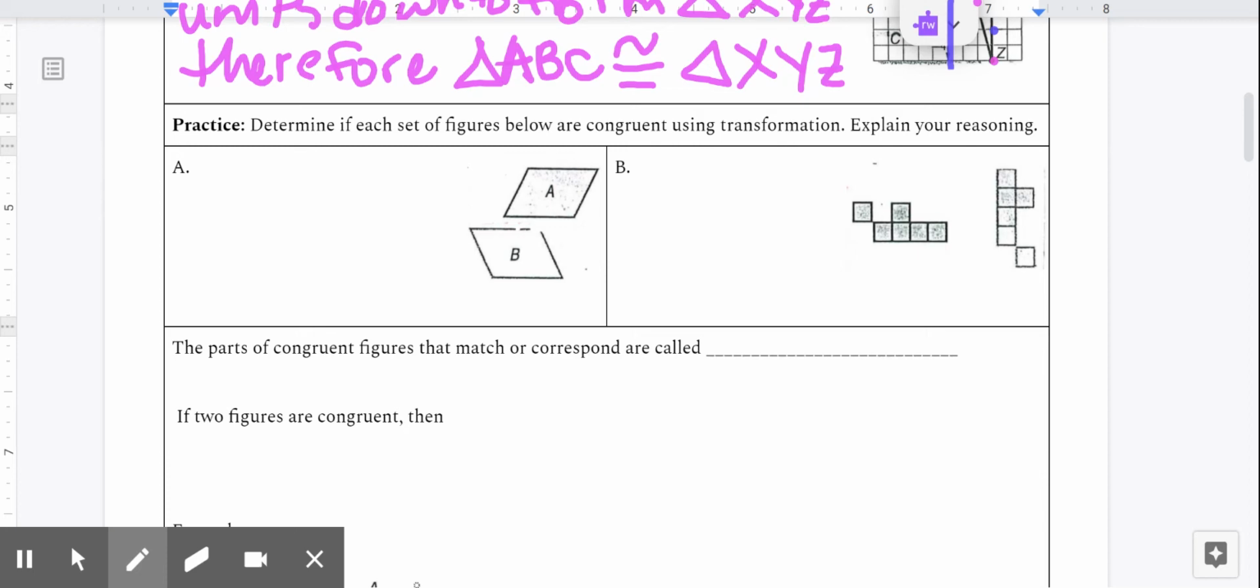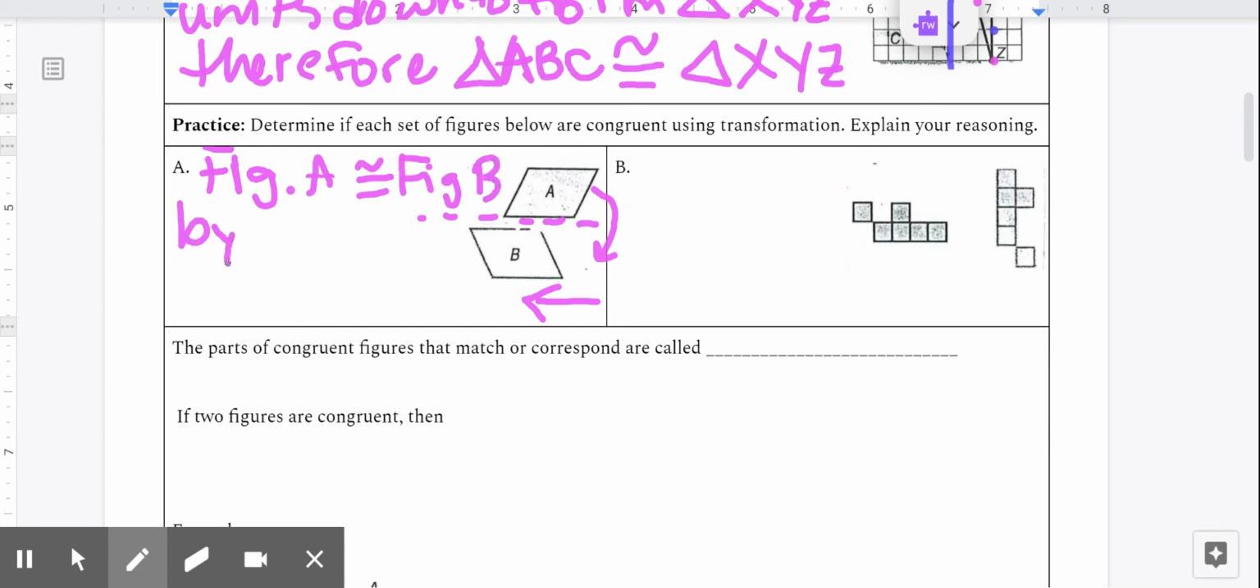Here we have figure A and figure B, and I think you can see that our first step would be we would need to reflect over this dotted line that I just drew in. And so if I reflected parallelogram A over that line, I would be really, really close to matching up, and then we would need to translate over. So we could reflect and translate to make those match up. So you could say that figure A is congruent to figure B by a reflection followed by a translation.